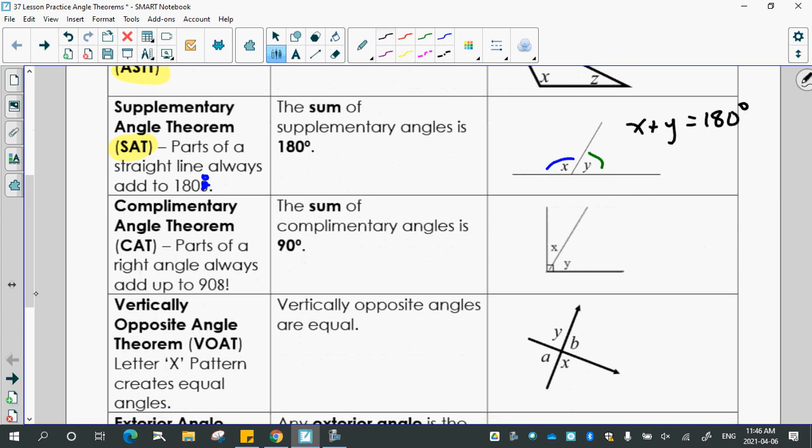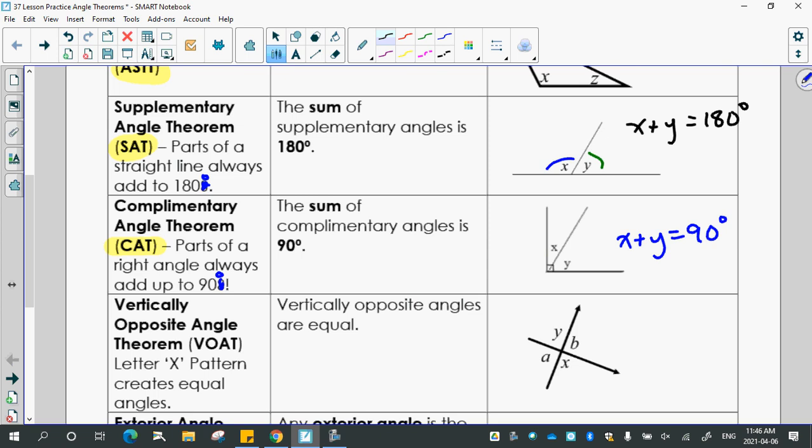Complementary angles are parts of a right angle, and the short form is CAT. Complementary angle theorem. Parts of a right angle always add up to 90 degrees. So in this case, you can see the right angle being divided into two pieces. In this case, x plus y adds up to 90 because it's a right angle.